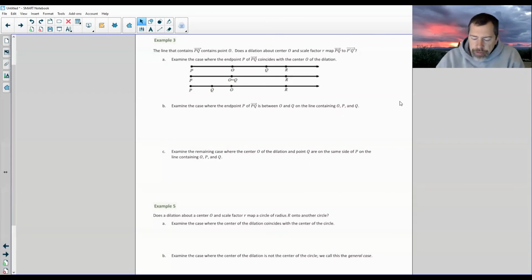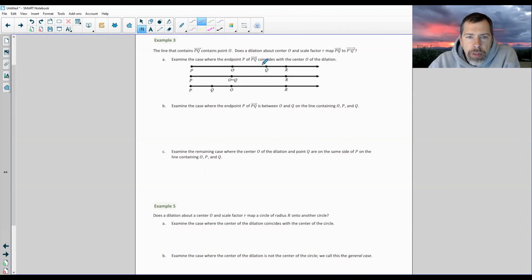Okay, so in this diagram, we're putting O in all the possible locations. Let me explain. The line that contains PQ: there is a line up here, P is here, Q is here, and point O is here. It says, does a dilation about center O and a scale factor of R map PQ to P prime Q prime?